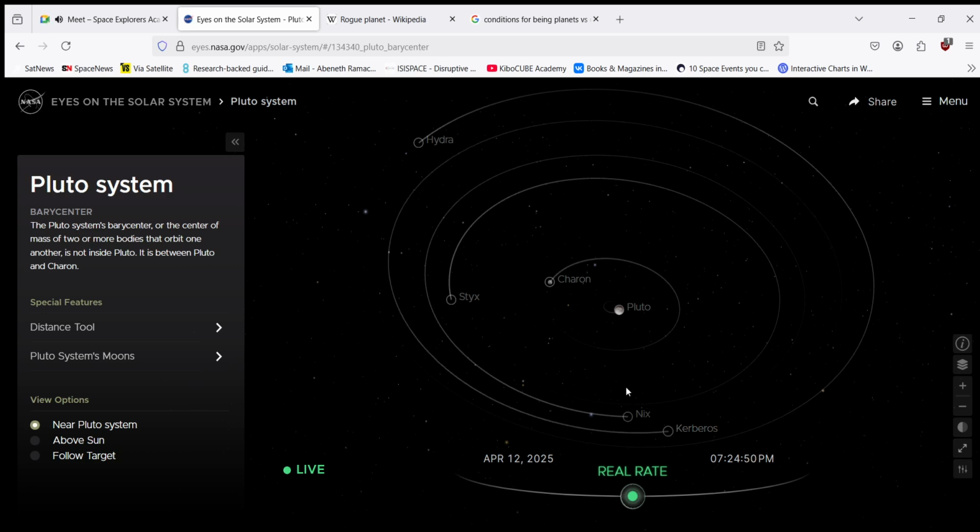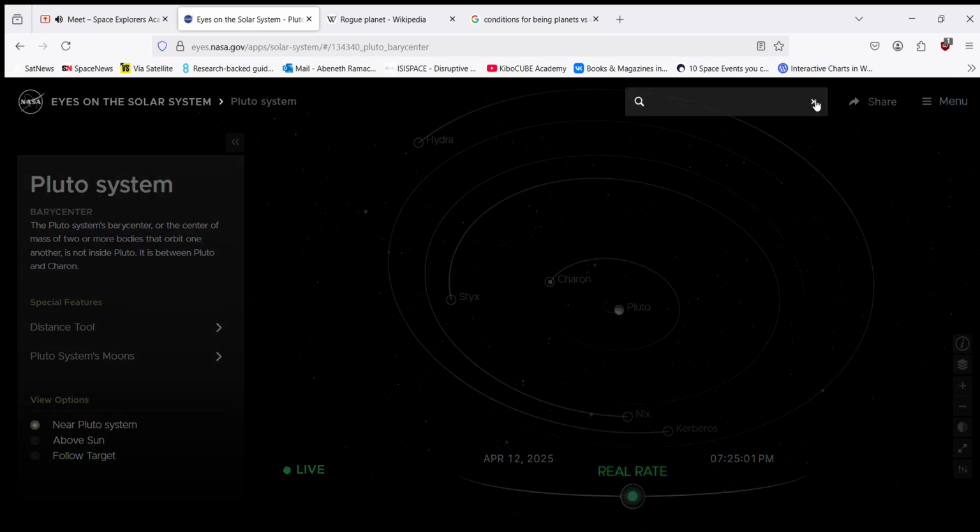Sir, doesn't Uranus also spin in reverse like Venus? Yes, both of them, but Uranus is slightly tilted on its axis. So Uranus has a different tilt axis.